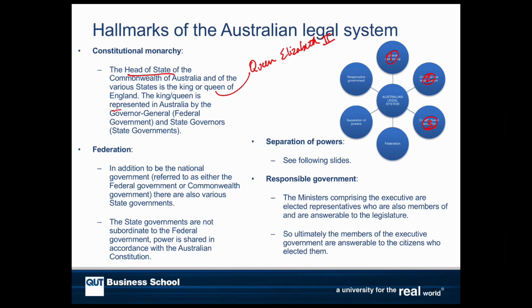But within the government, they have a representative here in Australia. That representative in the federal government, so at the national level, at the Australian level, the representative of the Queen is the Governor General. At the state level, it's the governor. So there's just a small difference in terminology there about the representative of the Queen.